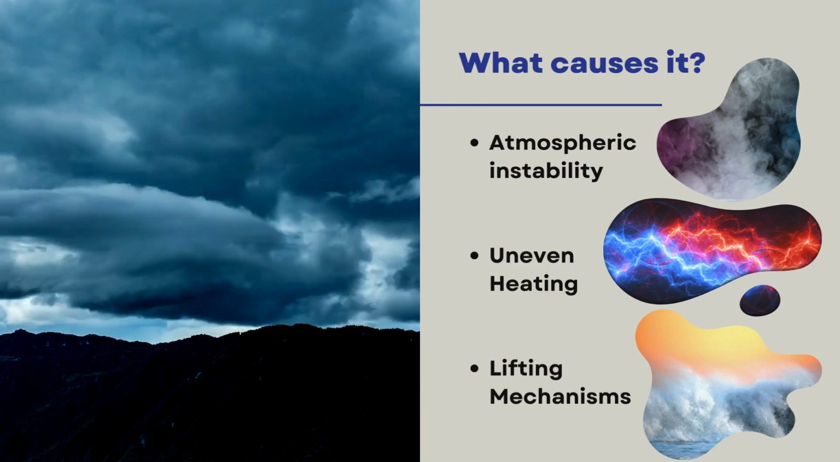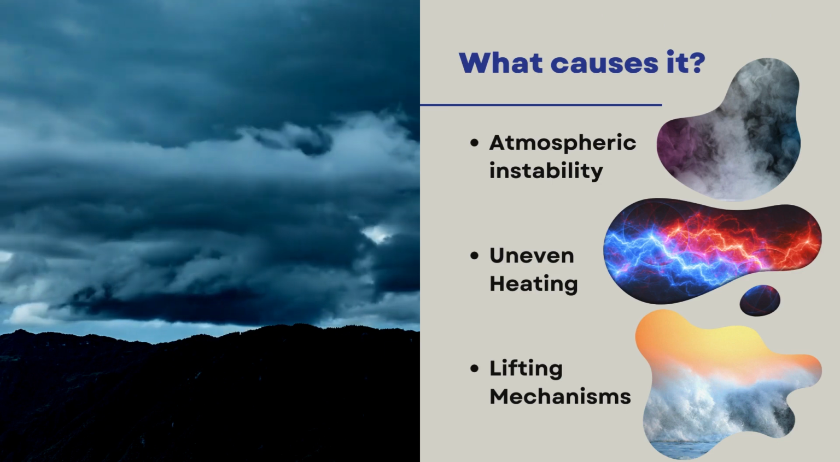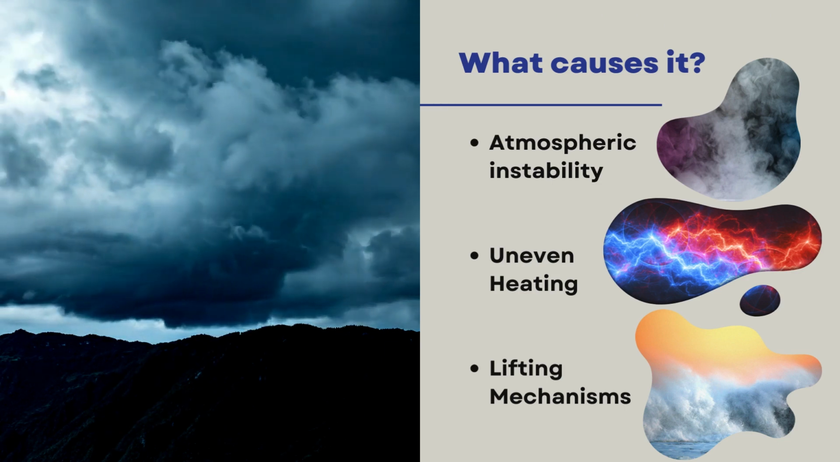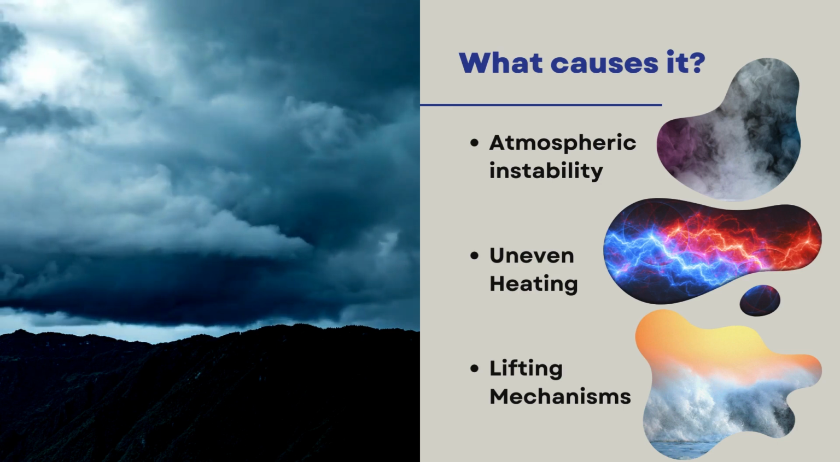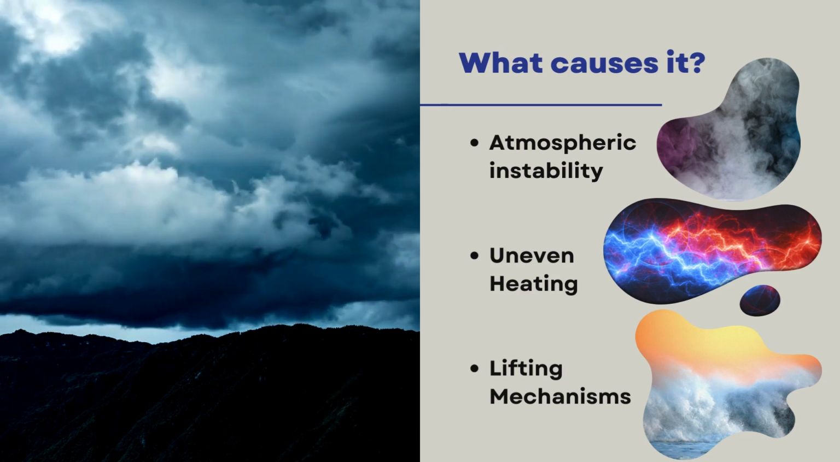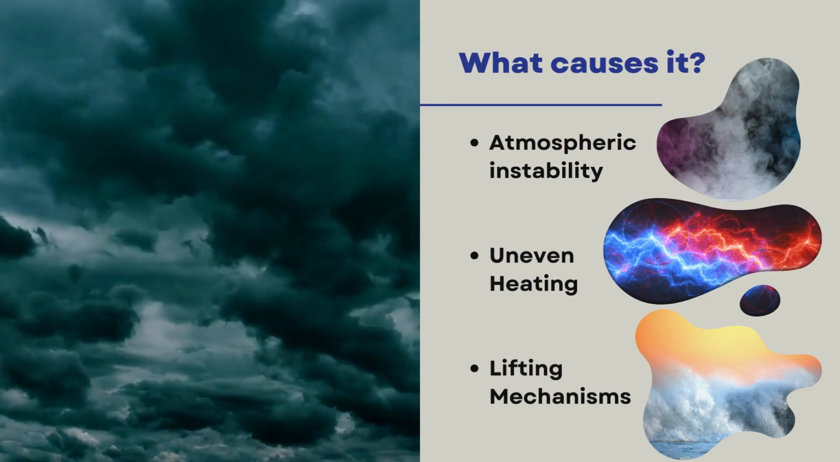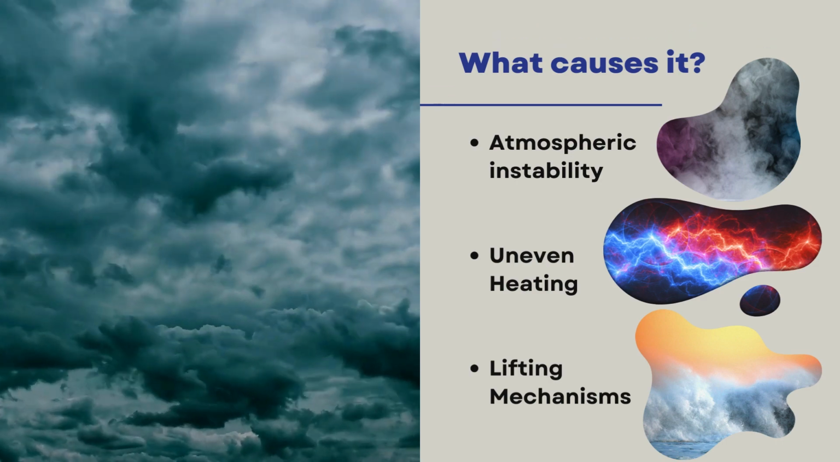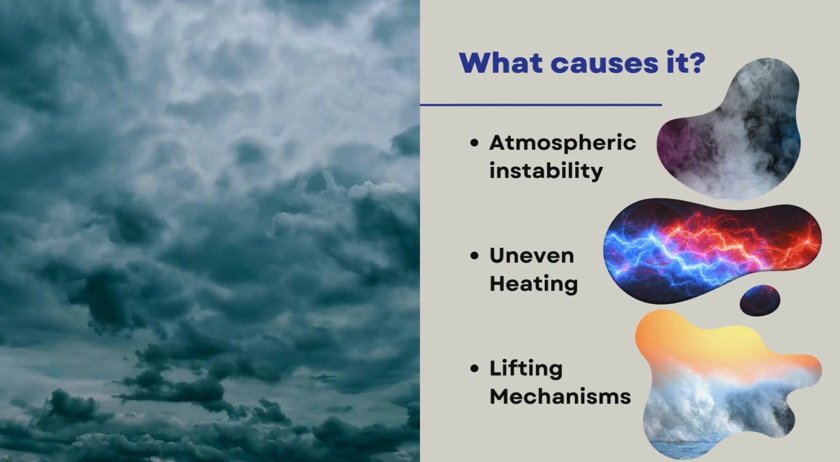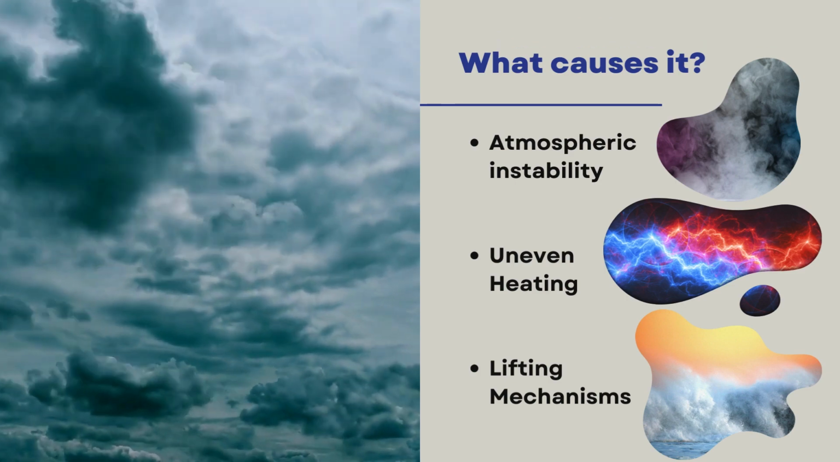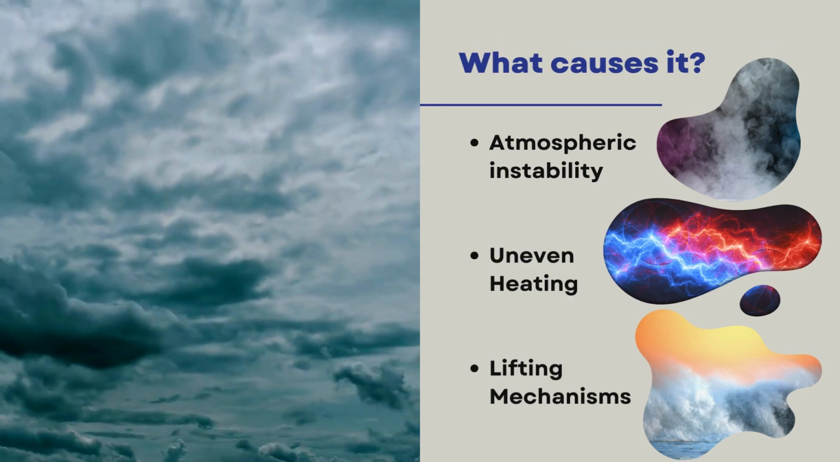The instability is triggered by factors like uneven heating, which is when land heats up faster than water bodies, creating warm, moist air pockets near the ground. And then there are lifting mechanisms, which is when mountains or cold fronts can act as elevators, forcing warm, moist air upwards into cooler regions. These factors can create an environment where air can rise rapidly and cool, leading to the conditions necessary for a thunderstorm to form.